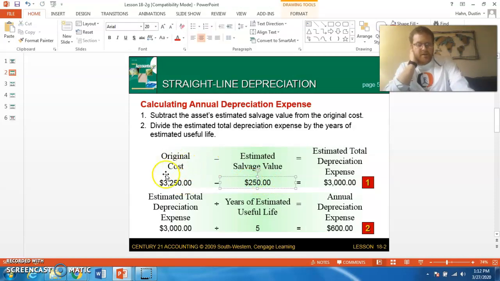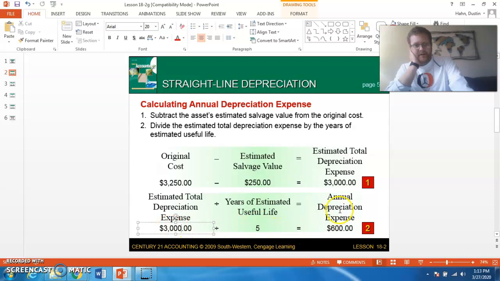What we want to do is take the original amount that we paid for the car, $3,250, and subtract $250 from it, because that's how much it's still worth when we get rid of it. So now $3,000 is how much we anticipate it to depreciate over its lifespan. This is where that $3,000 comes into play. We bring that $3,000 down here. This is our estimated total depreciation. We are planning on having this car for 5 years.